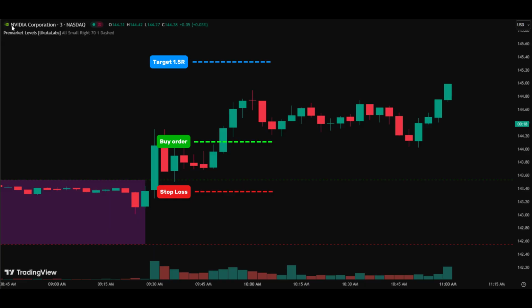Three additional strong bullish candles close at a new high for the day. This is precisely the move we were anticipating. And with that sustained upward momentum, price has successfully hit our target.